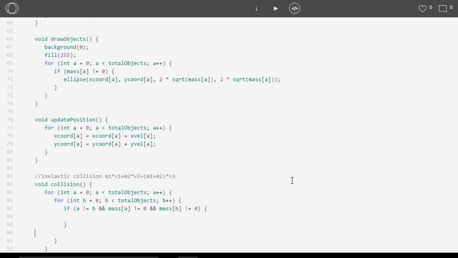If these are all the case, then I need to actually start doing some calculations. So I need to figure out if the distance between them is greater or less than the radius. So I better figure out my difference in x values again. So it's going to be x coordinate of one object minus the x coordinate of the other. Y coordinate of one object minus the y coordinate of another.